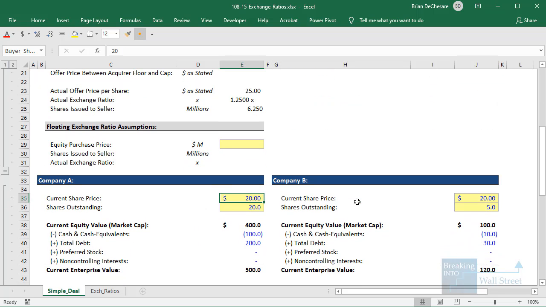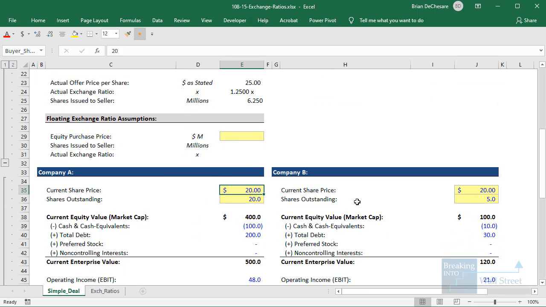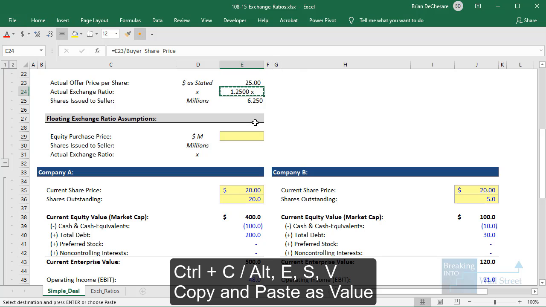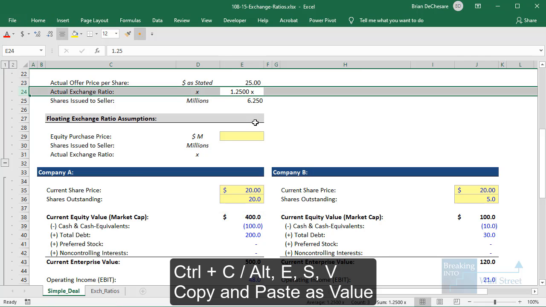So let's go down and say that the buyer announces this deal, the market really doesn't like it, and it penalizes the buyer and says that, you know what, we're going to sell off your shares, we're going to force your share price down, and so now you're only going to be worth $15 per share. And in addition, the exchange ratio here is not going to change. So I'm going to copy and paste this as a value because we want this to stay the same.